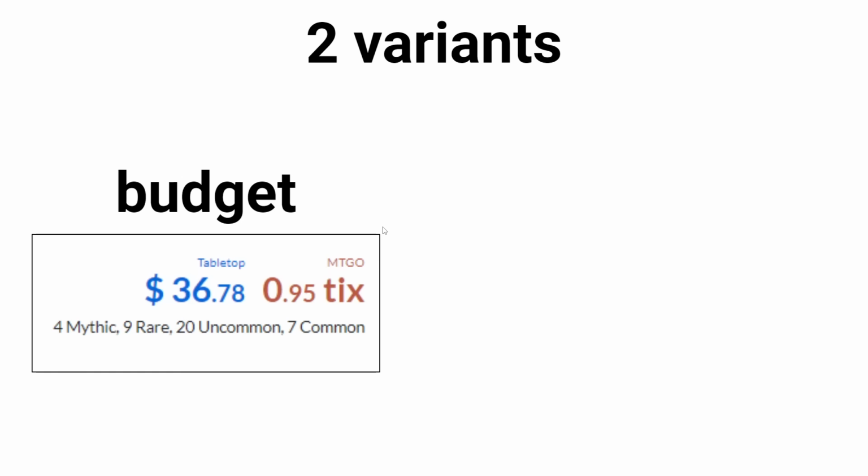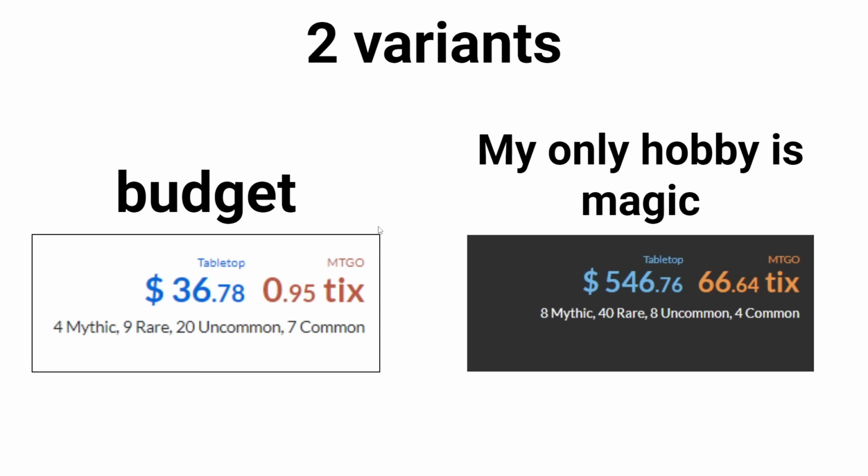There's two variants to this deck, as I said before. There's the budget variant, and then there's the My Only Hobby is Magic. Let's switch over to this version, because I think it's a bit better. So here's some repeat cards that just appear in both decks, and I'll just point them out.